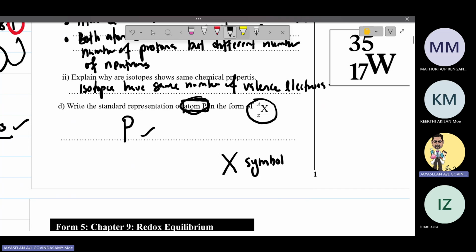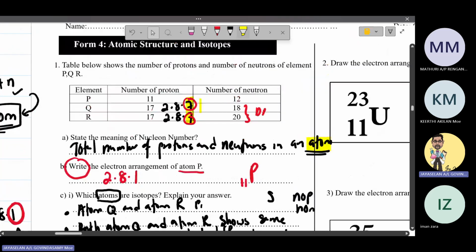Where do I get it? I look at this. A is what number? A is the nucleon number. What is the formula to calculate the nucleon number? Proton plus neutron. And your Z is what number? It is the proton number, the total number of protons. So you go to P, you check the P.